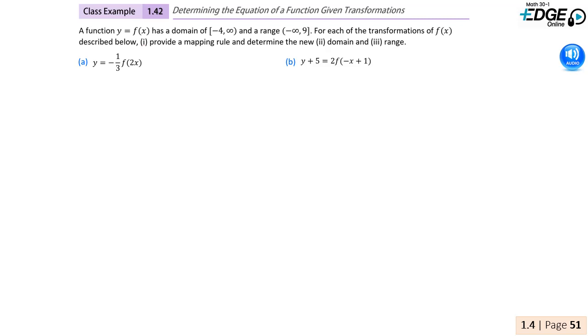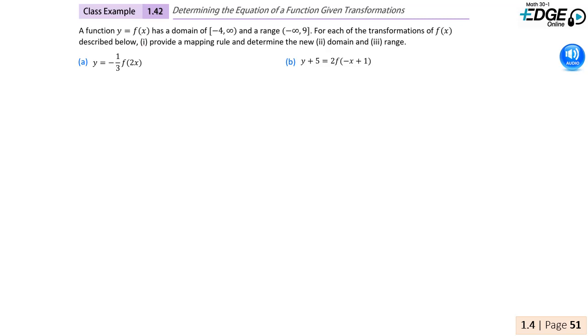Class example 1.42 is a wonderfully challenging question, which is rather conceptual. The reason for this is we're asked to work on the function y equals f of x, but we're only given a domain and range. We're not given an equation in terms of x, and we're not given a graph. However, I bet that you could sketch a graph that satisfied a domain of negative 4 to infinity and a range of negative infinity to 9. Take a moment to do so before proceeding with the question.